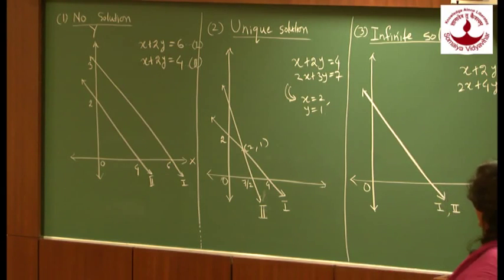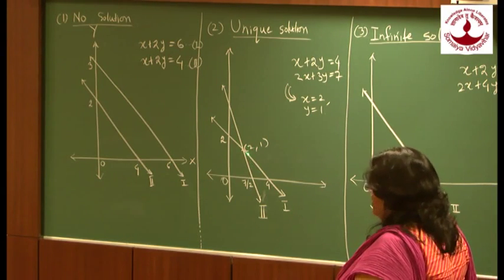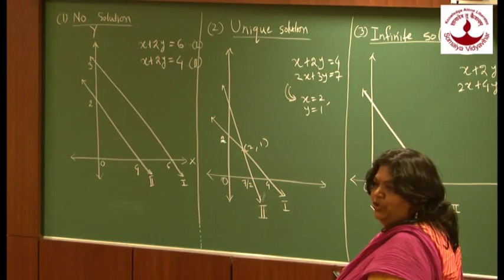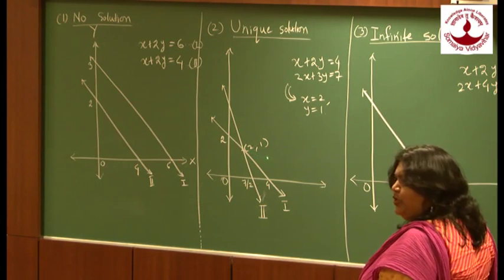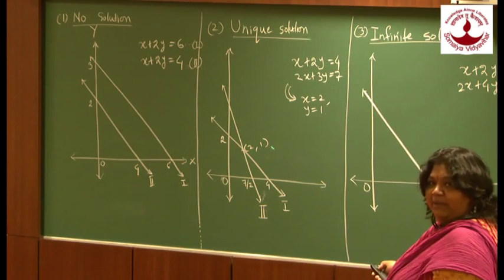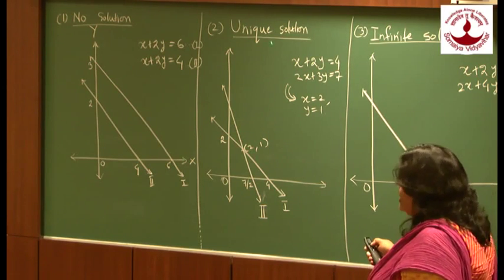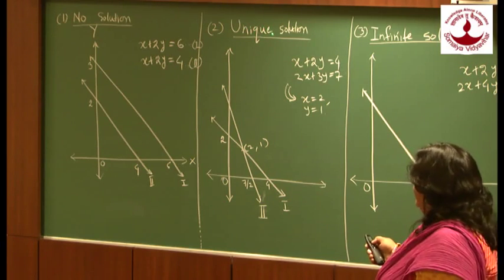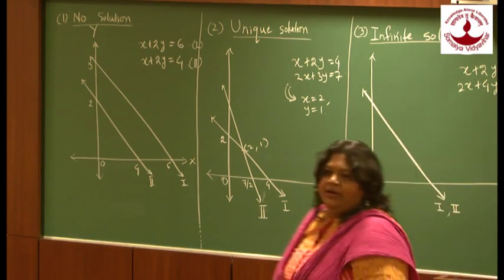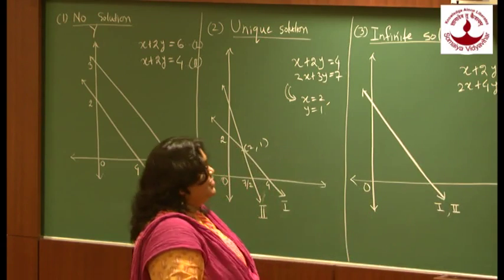No doubt this 2, 1 which I have shown here, the point of intersection, is a solution because it is a point on both the lines. No other point is on both the lines, only one. That is the only point which is common to both the lines. And therefore that is the only solution. It is a solution and it is the only possible solution. Hence unique solution. Unique means one and only one. Okay, so this is the case where we have a unique or exactly one solution.